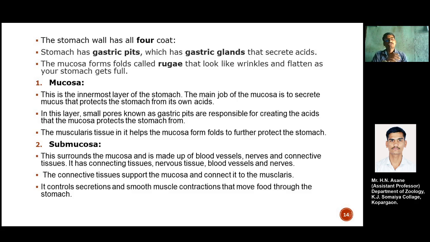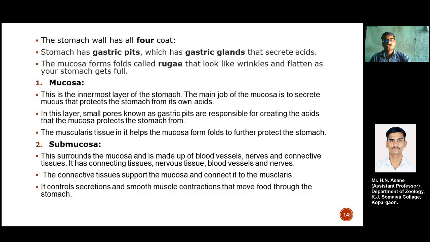The first layer will be the mucosa layer. The highlighted points of the mucosa are, this is the innermost layer of the stomach. The main job of the mucosa is to secrete mucus and protect the stomach from its own acids. The acids are secreted to protect from other animals. It will be the defense mechanism of the stomach.